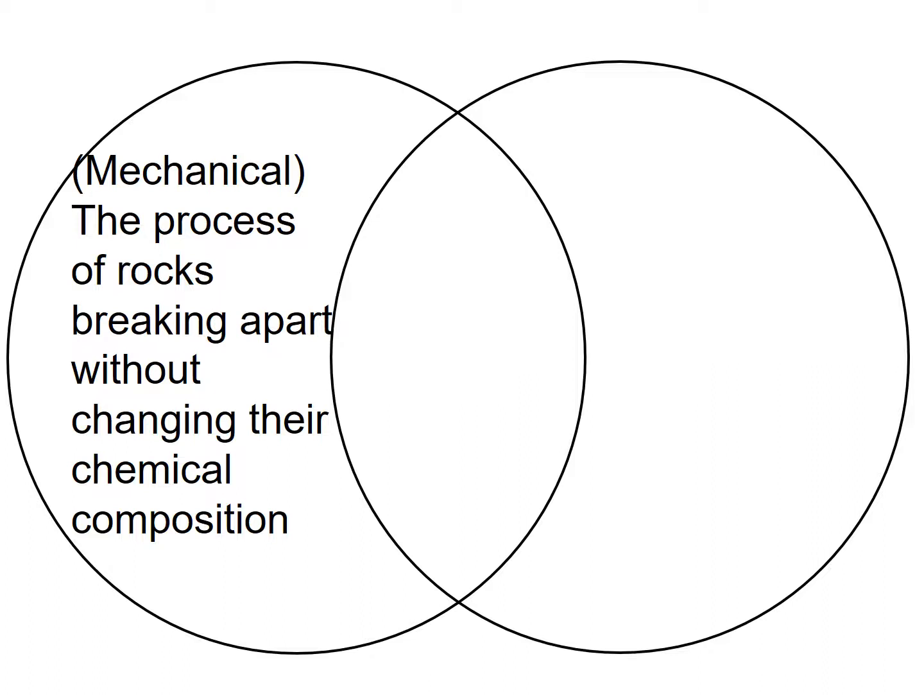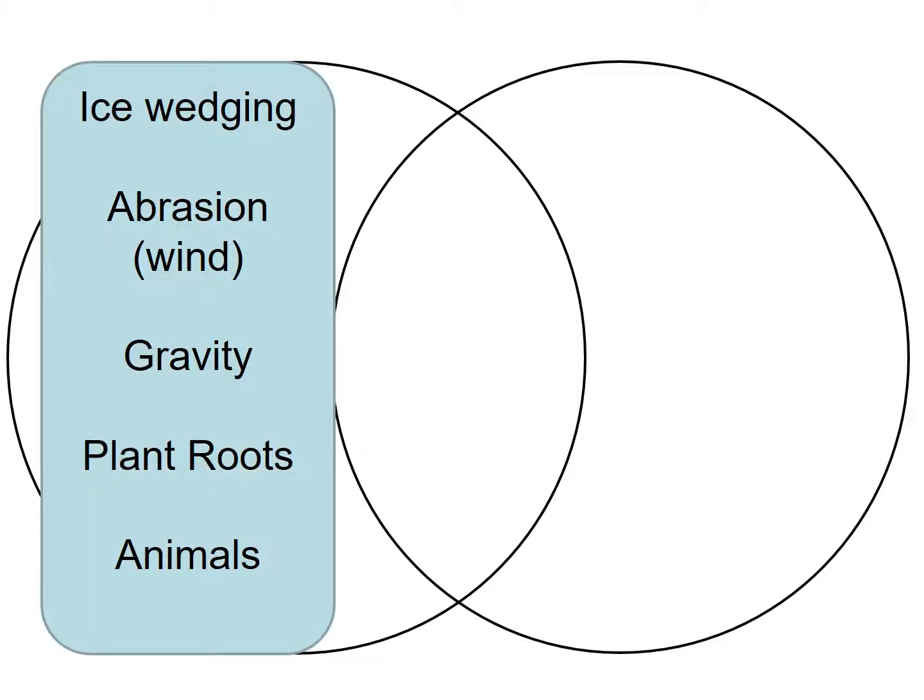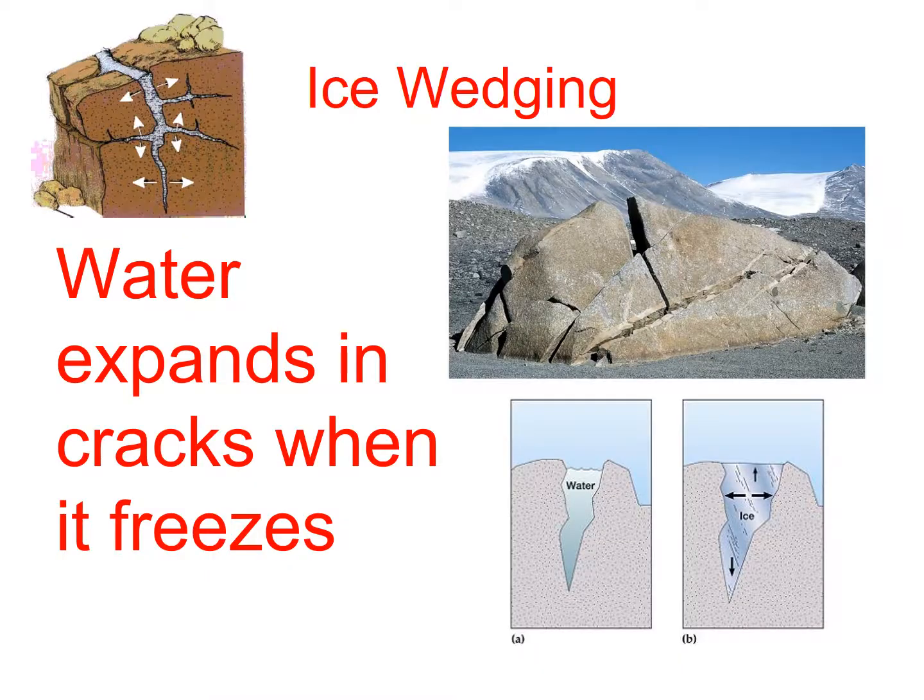So this is going to change rocks without changing their chemical composition. In other words, they're still basically the same materials. So these are the different kinds that we are going to go over. So we're going to go to your notes that have flaps on them.